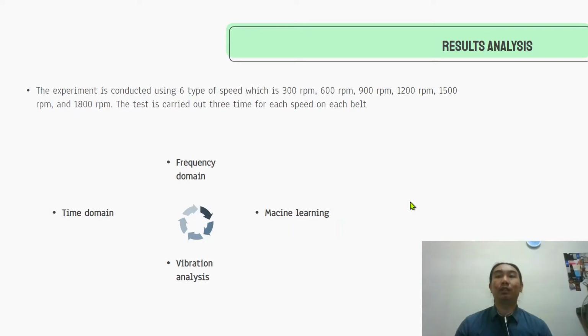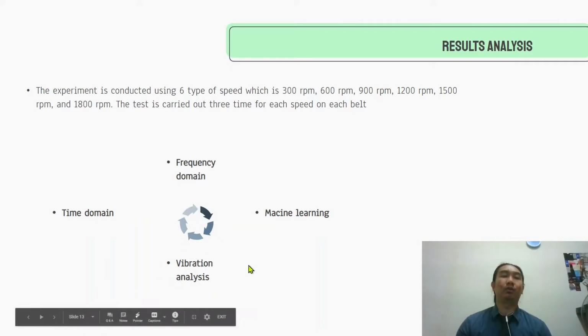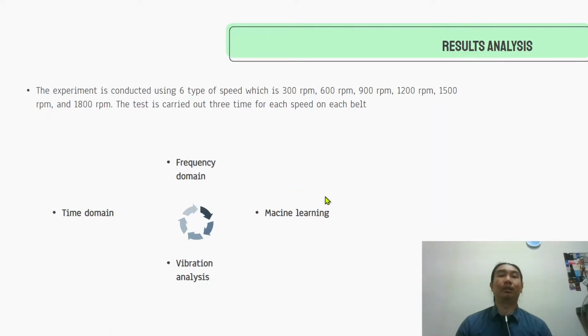We will move on to the result analysis. The experiment is conducted using 6 types of speed, which are 300, 600, 900, 1200, 1500, and 1800 RPM. The test is carried out 3 times for each speed on each belt. So there are 4 results here. First is time domain, frequency domain, and then we move on to vibration analysis, which is RMS and so on, and then machine learning.